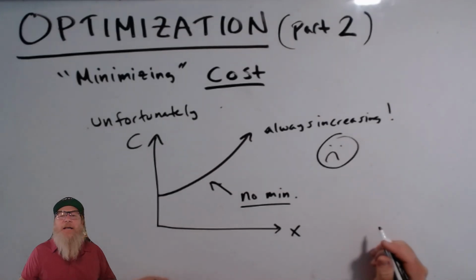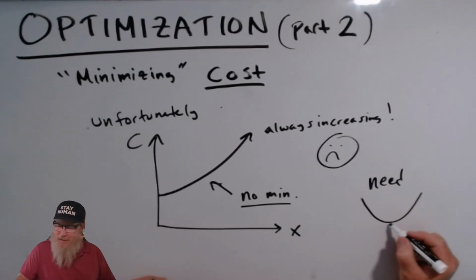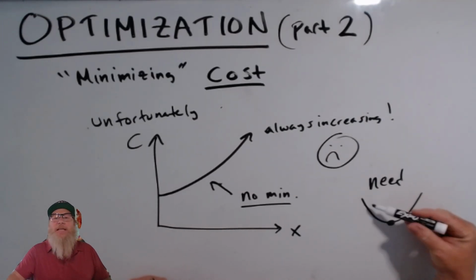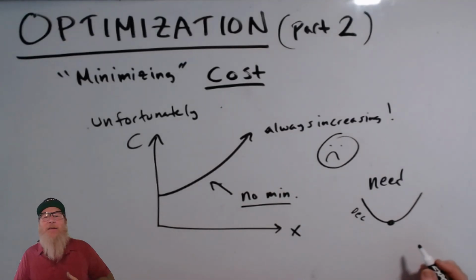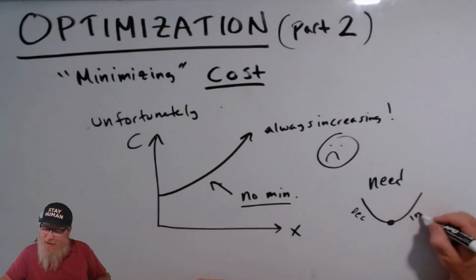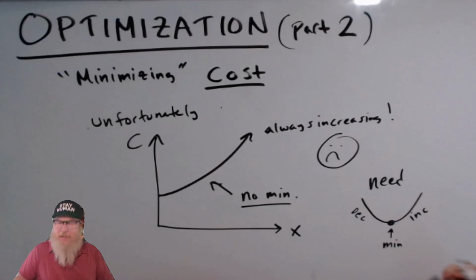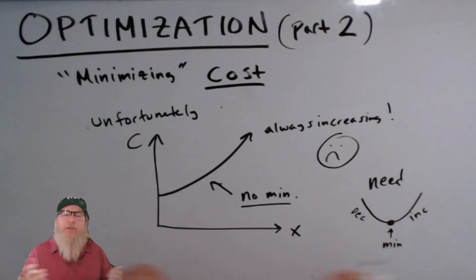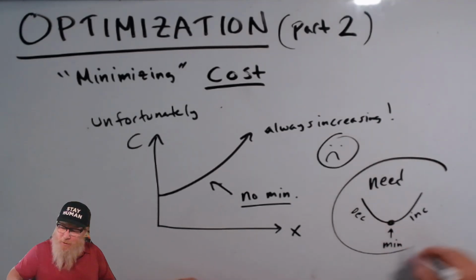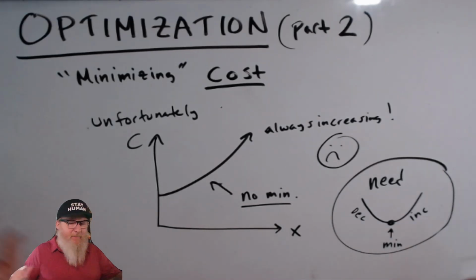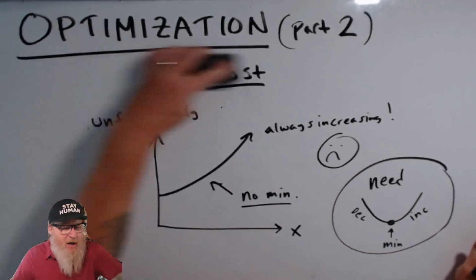In order to find a minimum value, you need something like this, right? You need a shape that is decreasing, so its derivative is negative. We're going to use some calculus. And then on the other side, increasing. And then this spot right here would be the local minimum, or hopefully the absolute minimum in that particular example. So this is what we need in order to find a minimum. So it's going to be very difficult to just find the derivative of cost.